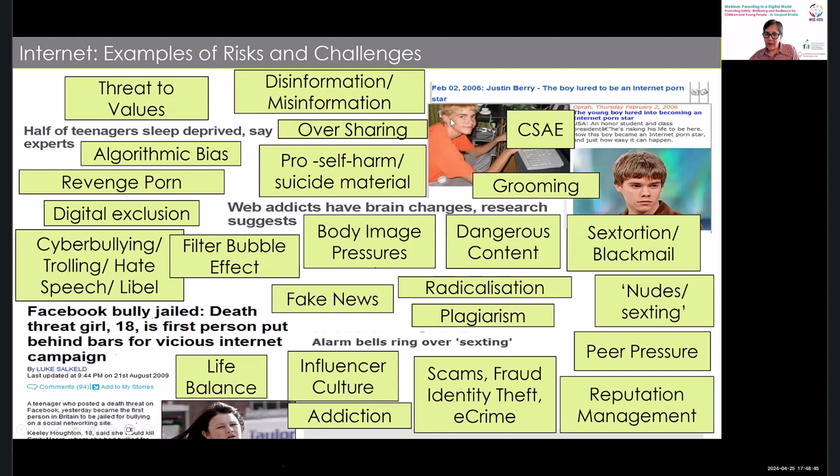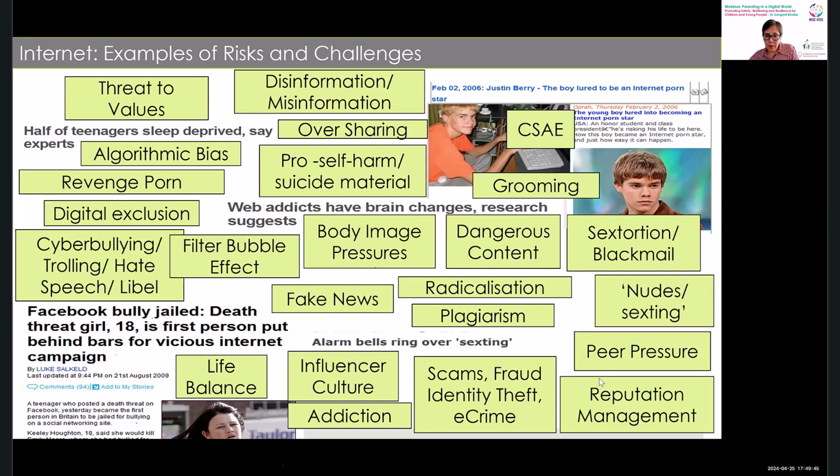So this is a full list of all the different potential risks that children can experience online. Things like threat to values, disinformation, misinformation. And by the way, if you're not sure what the difference is between disinformation and misinformation, one of them, misinformation, is when someone shares wrong information or untrue information, but without that negative intent. So they did it innocently. Whereas disinformation is when people purposely put out false information to mislead someone else. And that could be, sometimes because they want you to vote a certain way or to buy a certain product, or to groom you. And so there's a whole series of reasons why people spread disinformation.